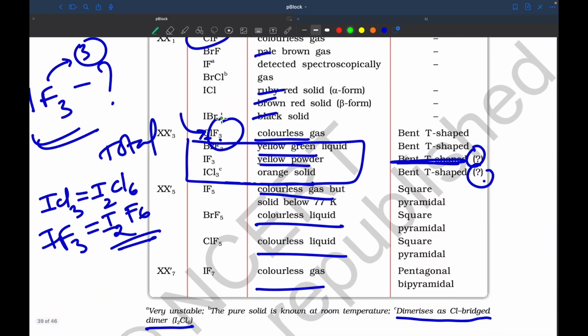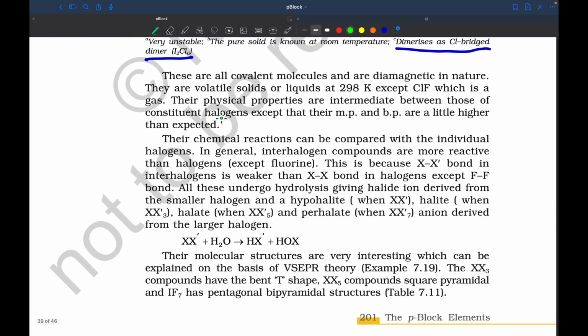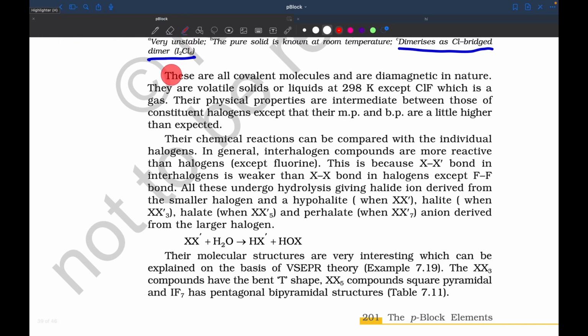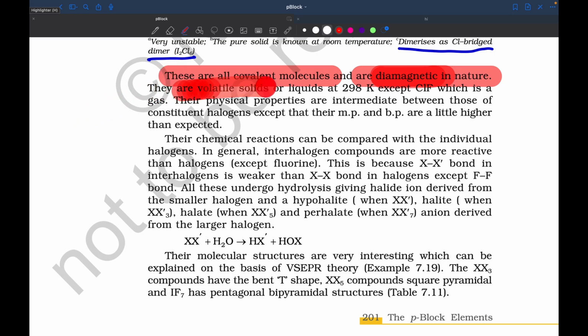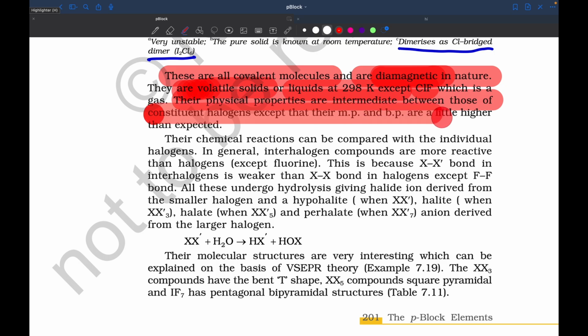Preparations, and here are the properties. Let's see these properties. These are all covalent molecules and are diamagnetic in nature. Why are these diamagnetic? Because they have halogens in even number. They are volatile solids or liquids at 298 K except ClF, which is a gas. Their physical properties are intermediate between those of the constituent halogens, except that their melting points are a little higher than expected.